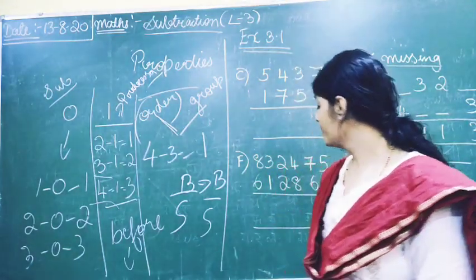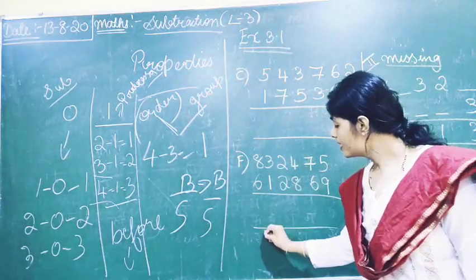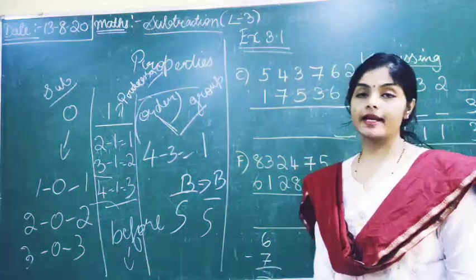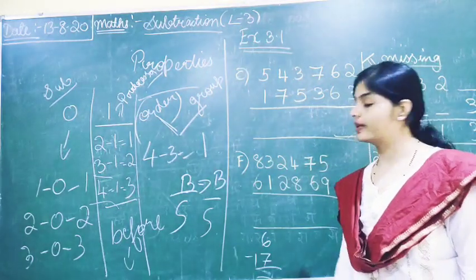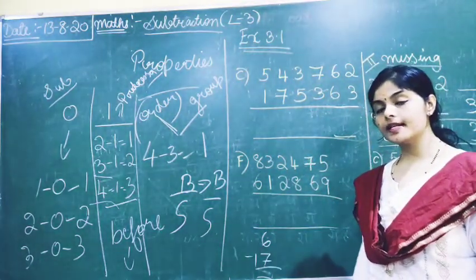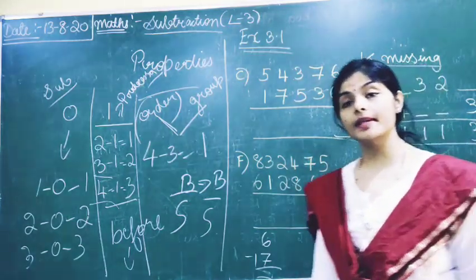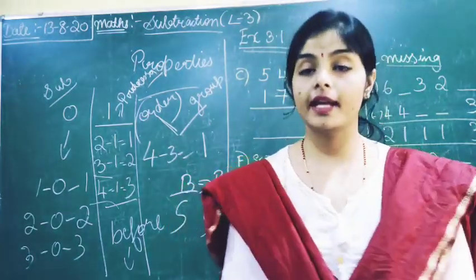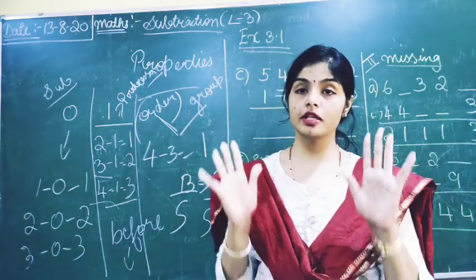For example, you have 6 minus 7. Okay, 6 minus 17 we will take. 6 minus 17. Can you subtract 17 from 6? Okay. However, from your small age, you have learned subtraction using your hands.